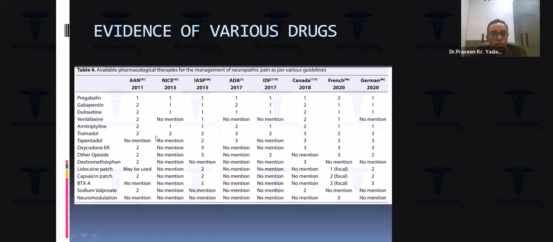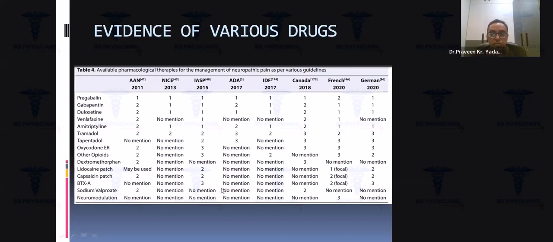And then tramadol, you see, is not higher in the list. Tapentadol again is not very high. So they are 2 and 3. So it should be used lower down. And then you can see capsaicin cream. Some of the guidelines mention it as 2 and 3. And lidocaine patch again 2 and 2 here. Some of the guidelines mention it as a second line. So capsaicin cream and lidocaine patch may also be used.